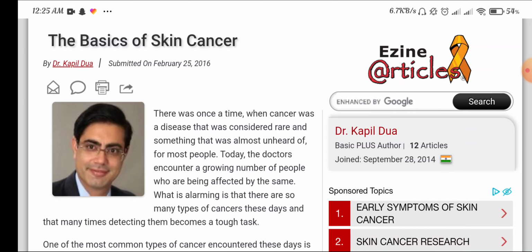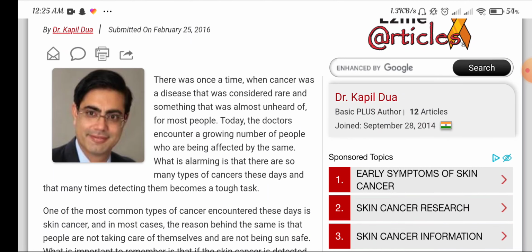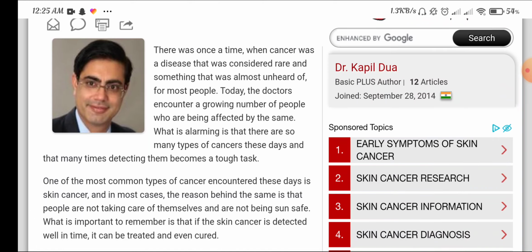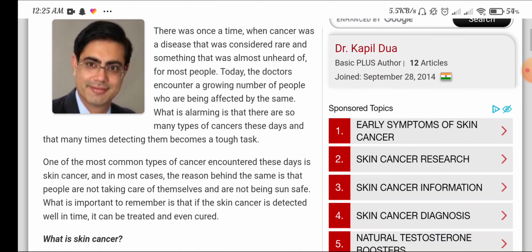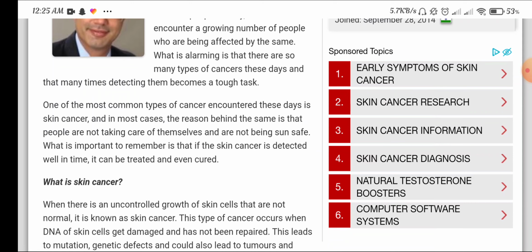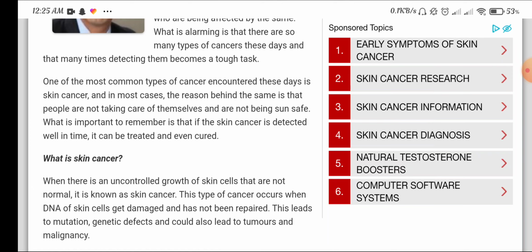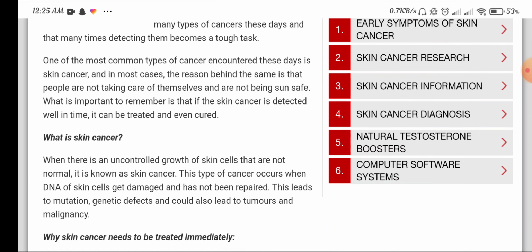Today we will discuss the basics of skin cancer. There was once a time when cancer was a disease that was considered rare and almost unheard of for most people. Today the doctors are treating a growing number of people who are being affected by it. What is alarming is that there are so many types of cancer these days and that many times detecting them becomes a tough task.